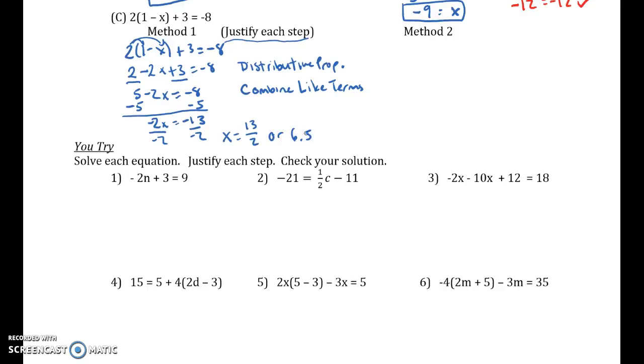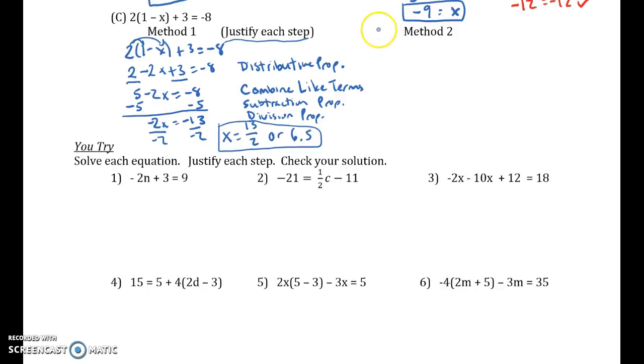And you know what? I realized I forgot to keep doing my justification. So let's go ahead and finish that off. So the subtraction here is your subtraction property, or you can say subtract 5 from both sides. It's up to you. I'm going to say subtraction property. And then finally we did our division property of equality. Okay? So that is the answer.